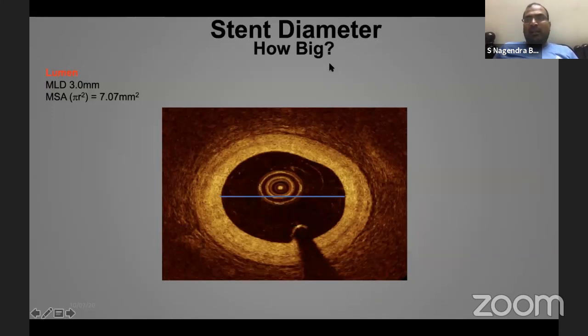The stent now, how big should I take the stent? That is stent sizing. Whatever we have discussed before is based on IVUS. Whatever we are going to discuss now is based on OCT. So in OCT, you can clearly see the lumen.